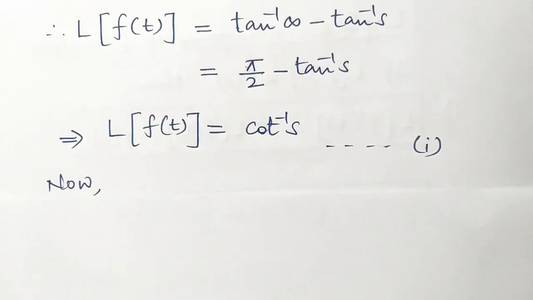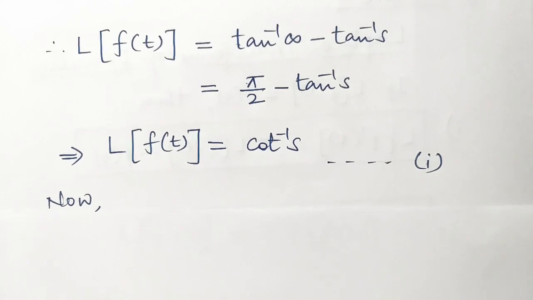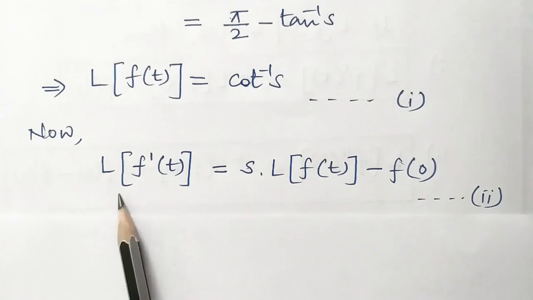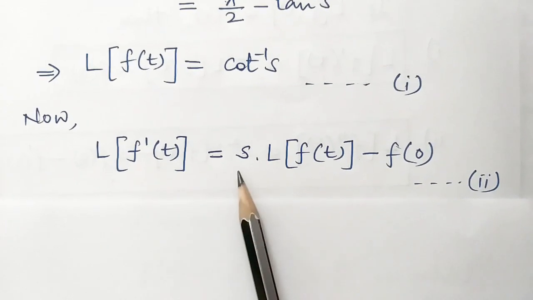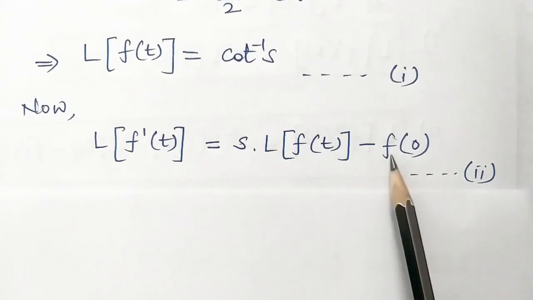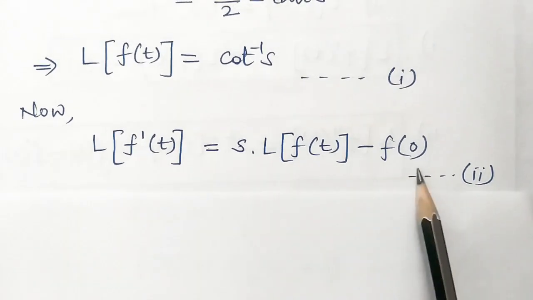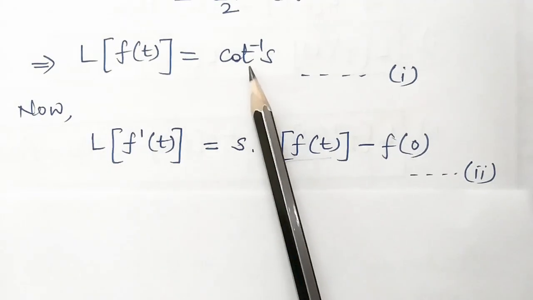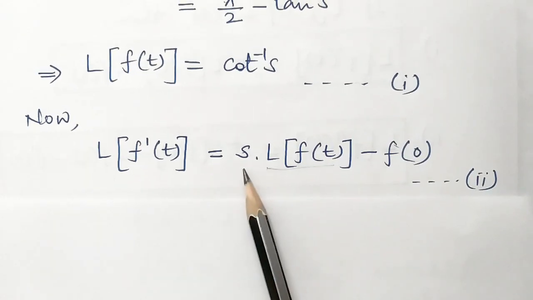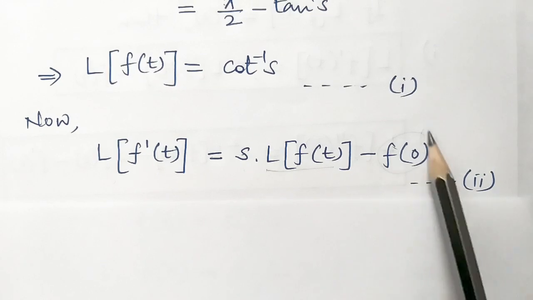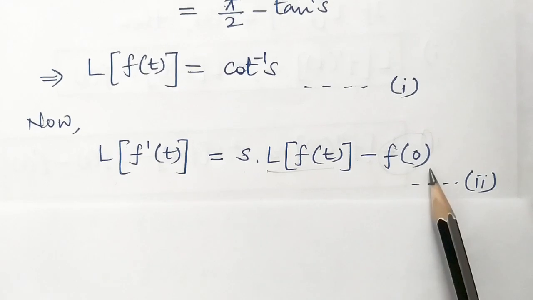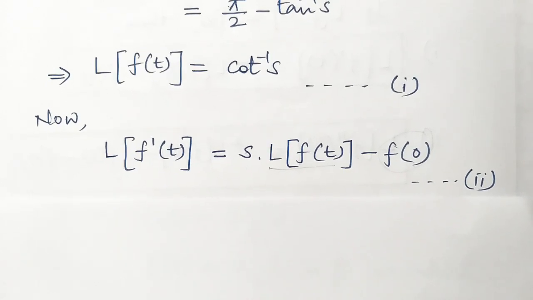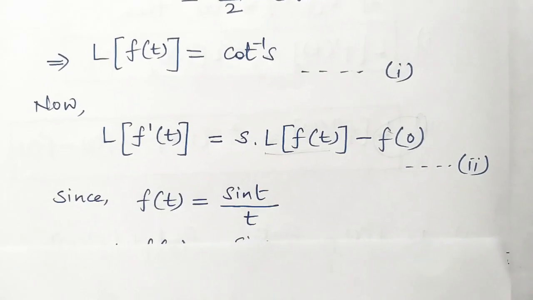But are we interested only in L of f(t)? No. We need to find the derivative. So we have the result: Laplace transform of f'(t) is s times L of f(t) minus f(0). On the right-hand side, L of f(t), which is cot inverse of s, should be multiplied with s, but we don't know the value of f(0). As I said, f(0) represents the value of the function f(t) at t equal to 0. So first we need to find the value of f(0).